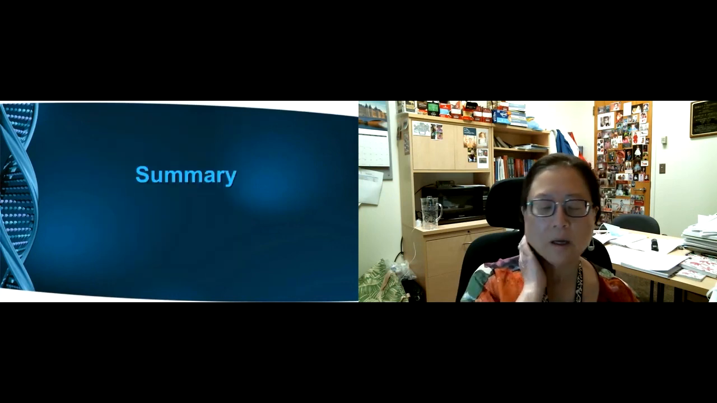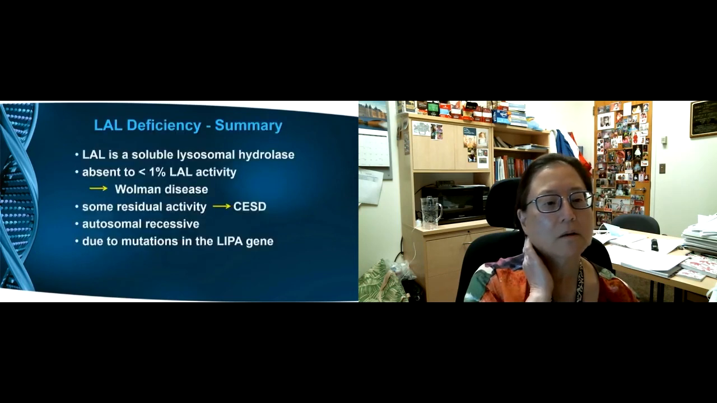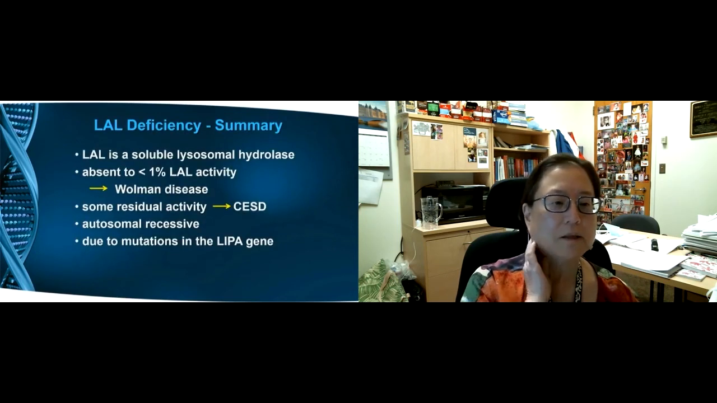So in summary, next slide. Lysosomal acid lipase is a soluble lysosomal hydrolase. And in patients with Wolman's disease, there's absent to less than 1% activity. And in cholesterol ester storage disease, patients usually have some residual activity, but not enough to prevent disease. It is autosomal recessive and it's due to mutations in the LIPA gene. Next slide.